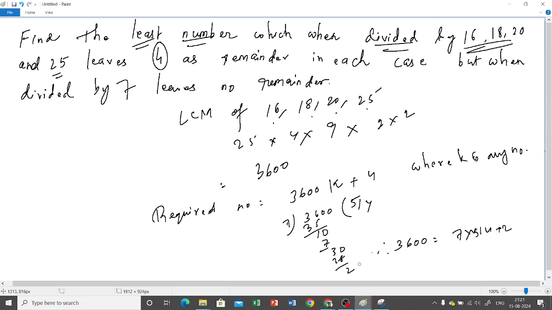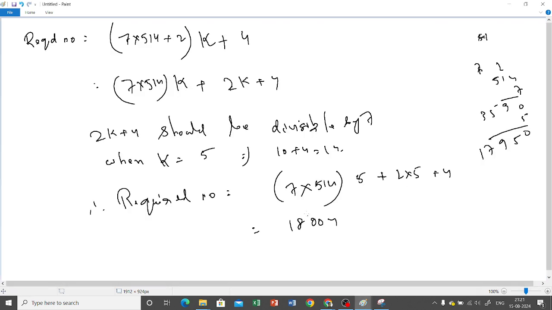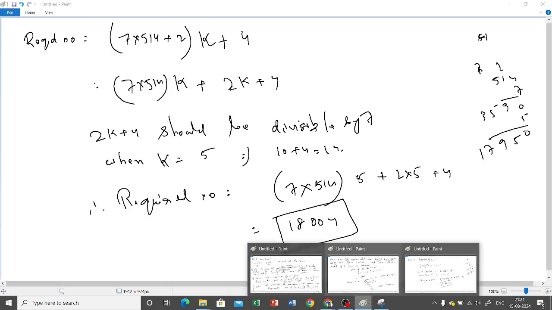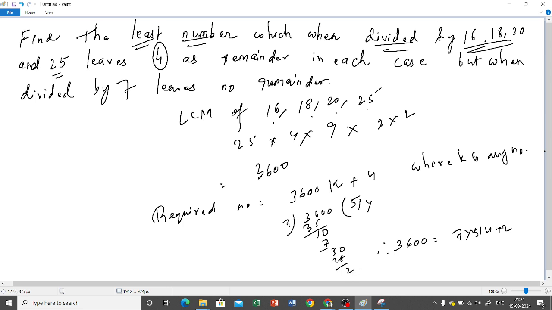Okay. See this sum. So the answer is 18004. See, this is quite an advanced sum. Find the least number which, when divided by 16, 18, 20, and 25, leaves 4 as remainder. Fine. So what is the first thing that I need to do?